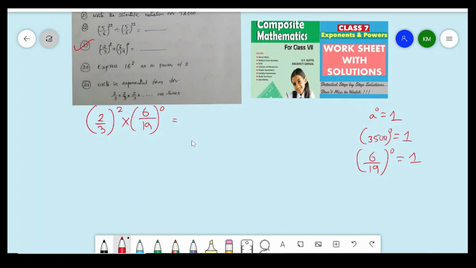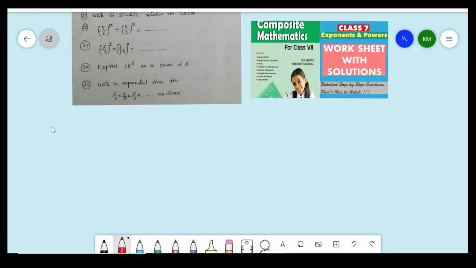So this is (2 over 3) to the power of 2 multiplied by 1, which is 2 squared over 3 squared multiplied by 1, that is equal to 4 by 9. So the answer for this problem is 4 by 9. I hope you understood this. Let us move to the next problem, number 24.